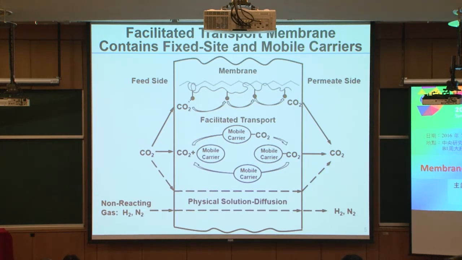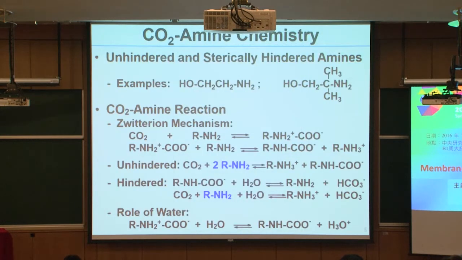And for the non-reacting gases such as hydrogen and nitrogen, because they cannot react with the amino group, they can only go through the solution diffusion mechanism to go across the membrane. So therefore, their flux going through the membrane is very slow. So we can obtain very high selectivity between CO2 and either hydrogen or nitrogen.